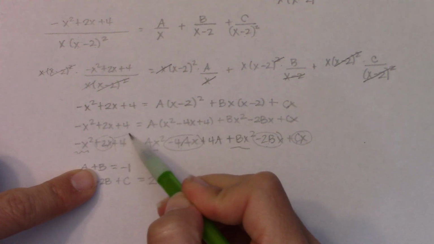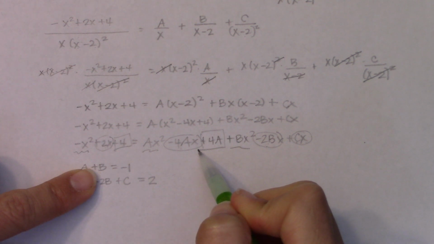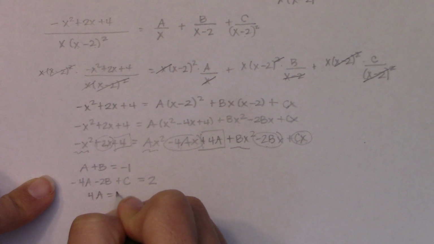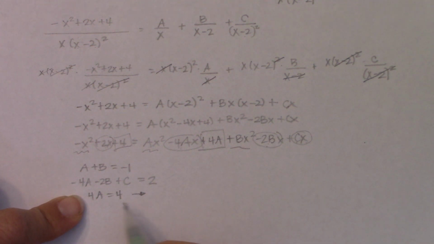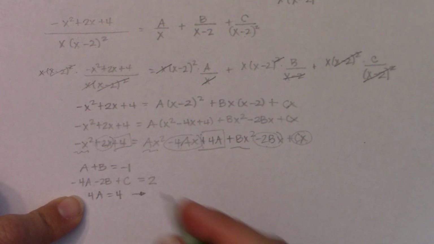And then for the constants, I have a 4. Oh, this is nice. And I just have a 4a. That actually makes my life a little easier. So I have 4a has to be equal to 4. That's going to help me. This is a nice happy accident. Sometimes this doesn't happen, and this system of equations is that much more convoluted.